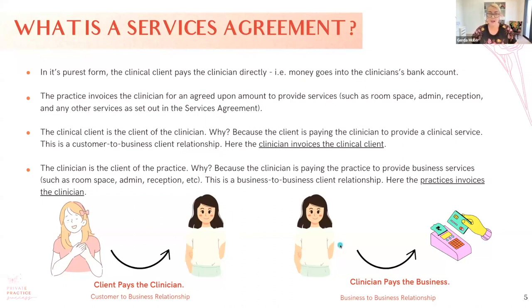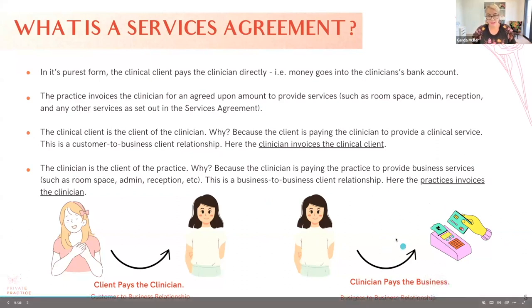Here, in this scenario, the clinician is the client of the practice. So this relationship has now flipped around, okay? The clinician is the client of the practice because the clinician is paying the practice to provide business services, whether that's room space, admin, reception, billing, etc. And therefore, there is a business-to-business relationship.